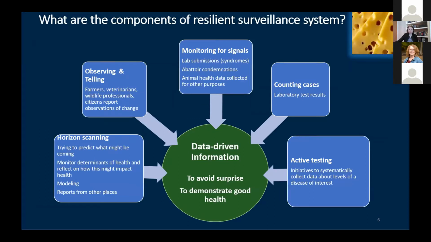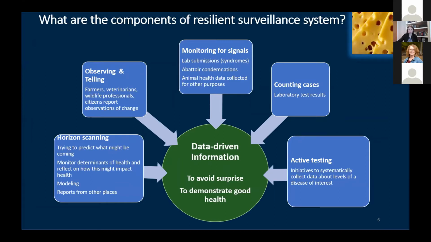Okay, so we made it through the most dense slide, and this is a really important slide now. It talks about the components of a surveillance system. I think the main point here is that in order for a system to be resilient in the real world, it likely requires more than one component.